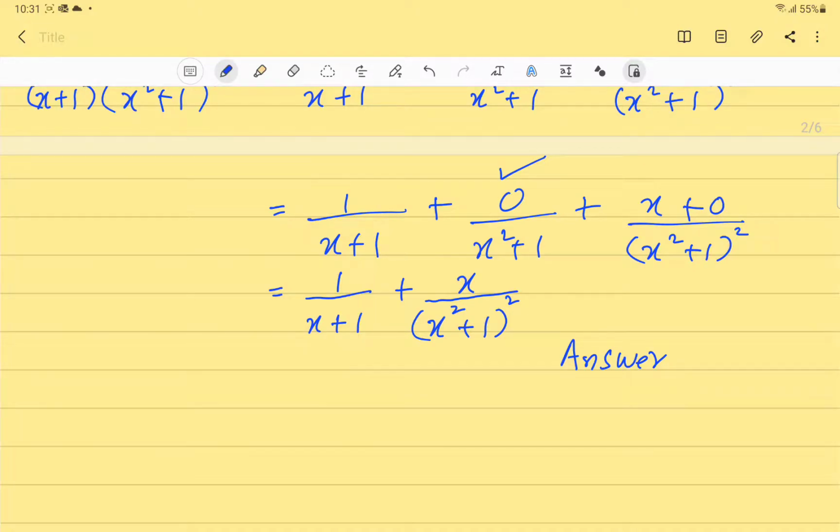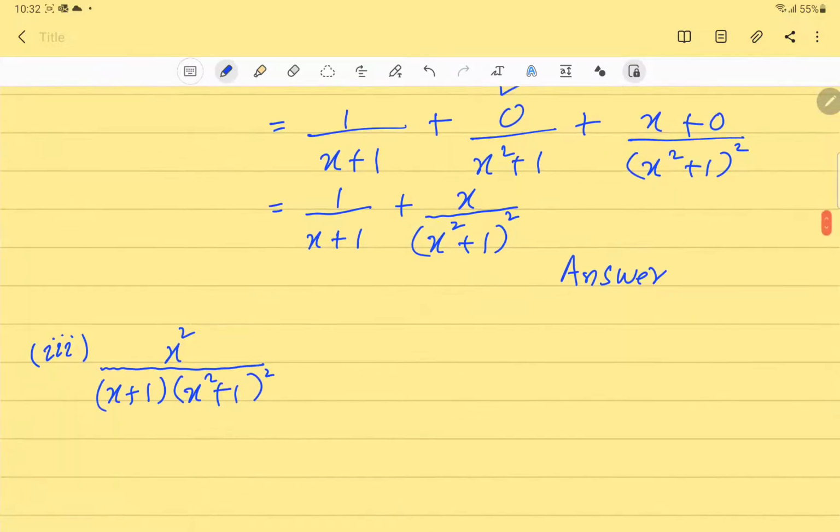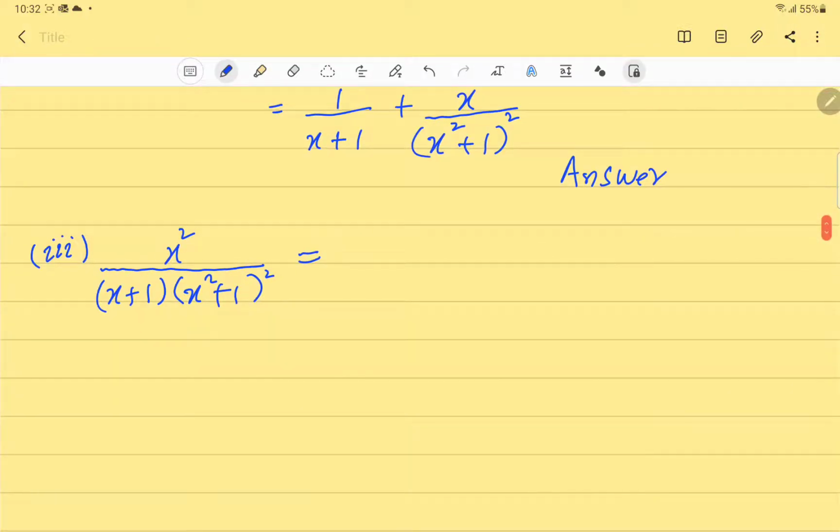And now we are going for the last one. The last question is x squared over x plus 1 into x squared plus 1. It is quite obvious that it is a proper algebraic fraction, so we can go ahead straight away and form its partial fractions.